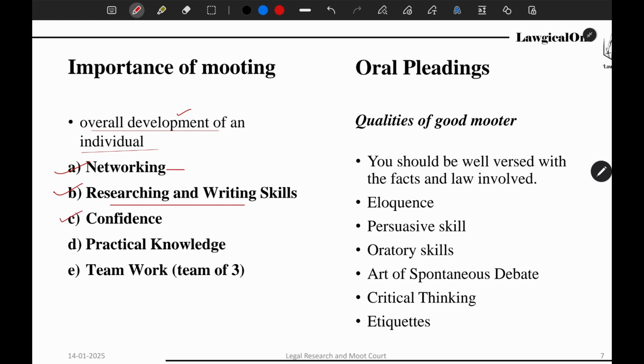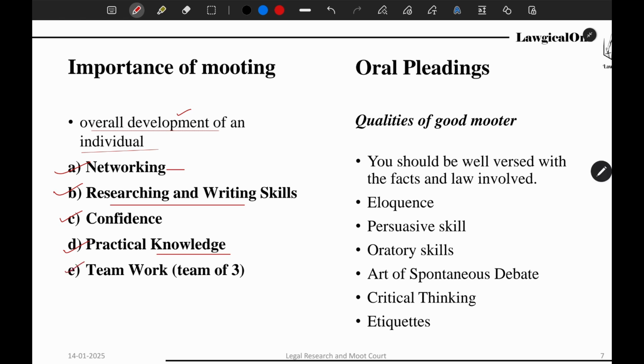The more you participate, the more you argue in front of a judge, the more you will be confident in presenting your arguments, the more you will develop your skills, your oratory skills. Okay, it gives you practical knowledge. Now in law school, we are studying about a law. For example, we're learning about contract law. Okay, but how do we apply that law that we will learn in a moot court? Okay, hence participating in a moot court is important.